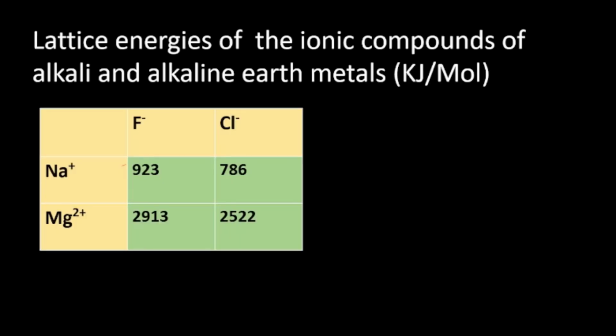Here, the lattice energies of the ionic compounds of alkali and alkaline earth metals are given. Here, the metals taken are sodium and magnesium. Let us first consider the size and charge of cations. So, out of these two cations, Na plus and Mg2 plus ions, magnesium has higher charge, that is 2 positive charge. And if we consider the size of these ions, sodium is bigger in size.